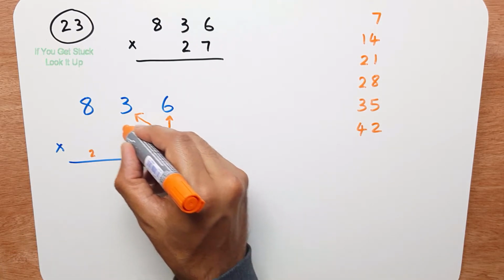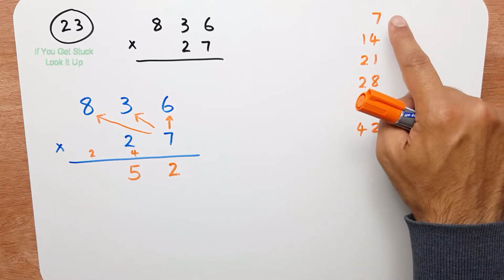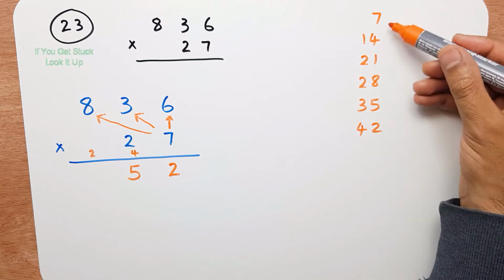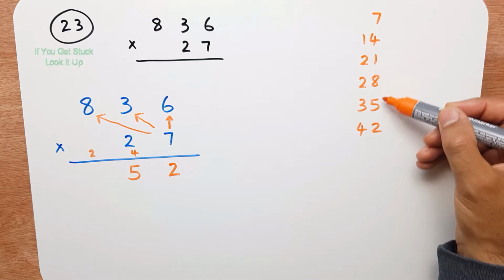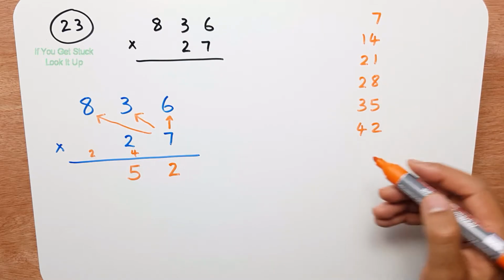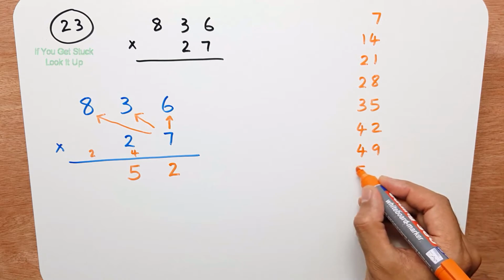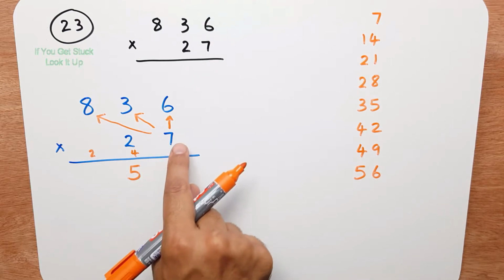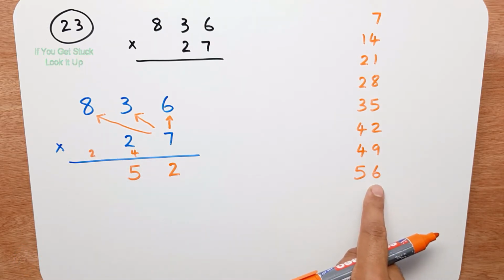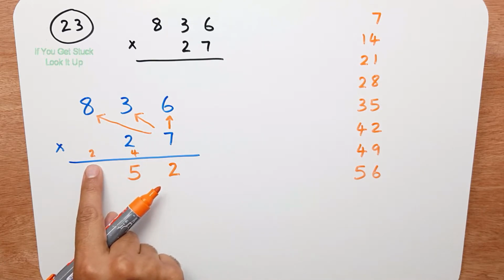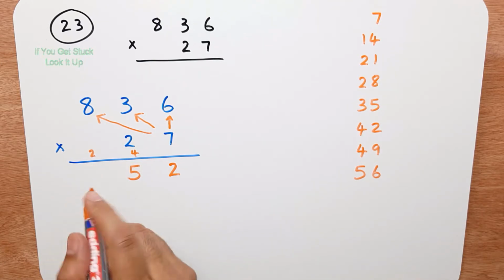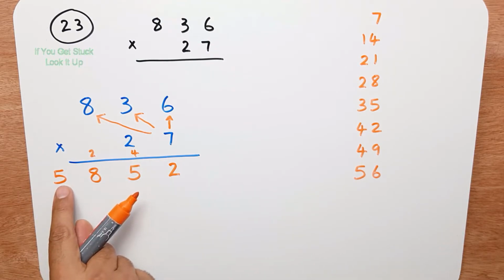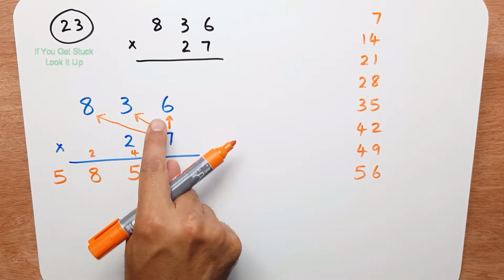And now we do 7 times 8. So we've got 1, 2, 3, 4, 5, 6. We need 2 more. 7, 14, 21, 28, 35, 42, 49, 56. So we can stop there. Now 7 times 8 is 56. Plus this 2 we've carried over makes it 58. So we put the 8 in this column and we carry the 5 over, and we can write that straight down because we've finished with that calculation at the top.